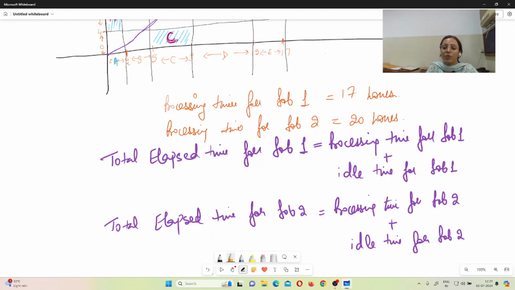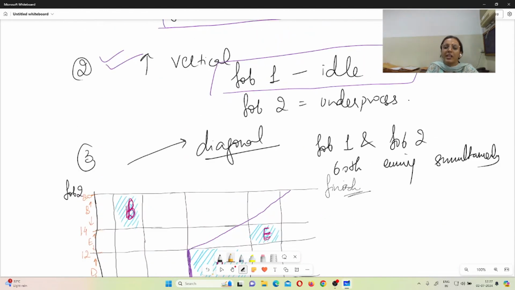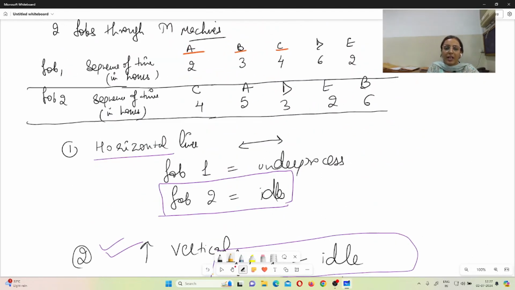So coming to the processing time, we already found it, that is 17 and 20, right? We can also find the processing time by just adding all the figures as given in the question. The processing time for job 1 is 2 plus 3 plus 4 plus 6 plus 2. Then we add all these values and we get 17 hours, right? Same with job 2, add all these values 4, 5, 3, 2, and 6, we will get 20 hours.